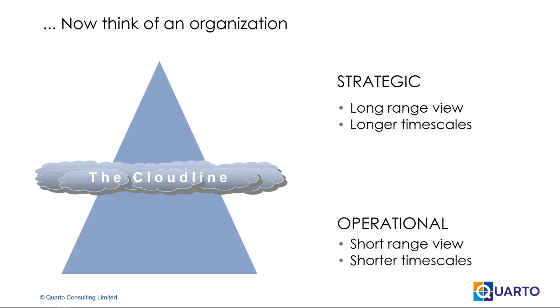Below the cloud line, where the organisation interfaces with the practical world, there is a much sharper focus on detail. This would correspond to the day-to-day operational world of production and delivery, with a focus on a shorter range view and shorter timescales. Without stretching the comparison too far, we can see that there is a real difference in the way that roles operate at both levels, and it's easy to see how priorities and expectations can be very different.